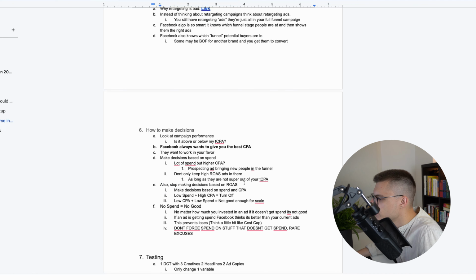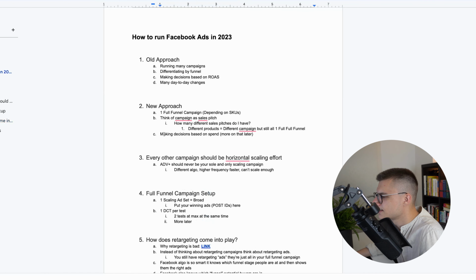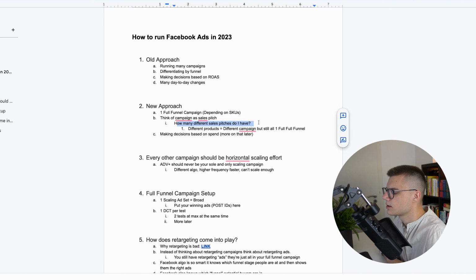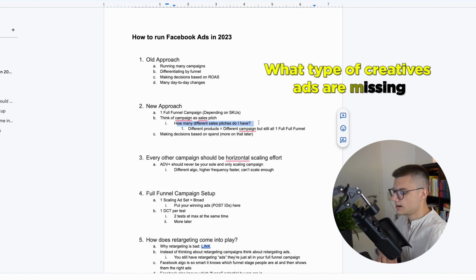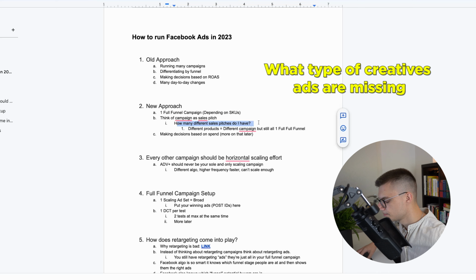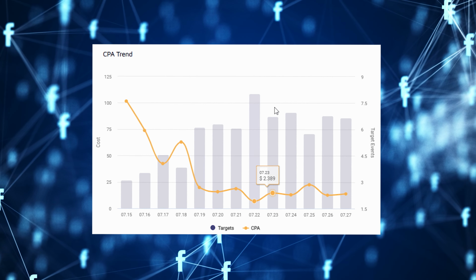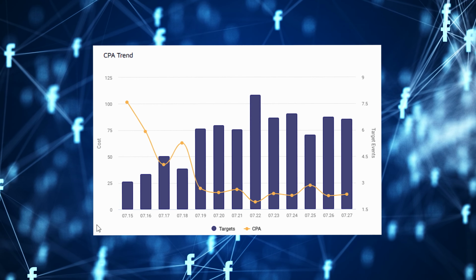But by running that one campaign full funnel approach, Facebook ads just become so much easier because you can make way better decisions. You just look at your campaign level. Is my target CPA reached? Is it above or below that? Then analyze what type of creatives am I missing, and then test, see if it gets spent. If it gets spent and has a good CPA, you can scale up. It's really as simple as that.